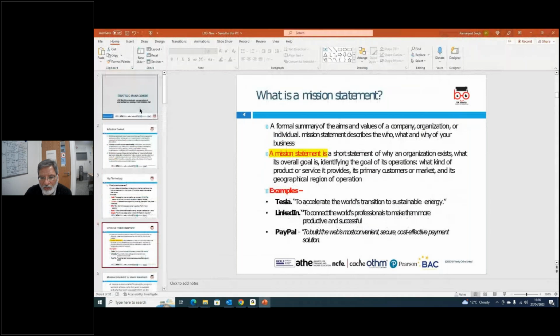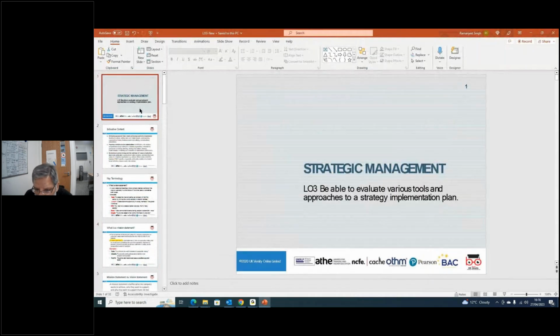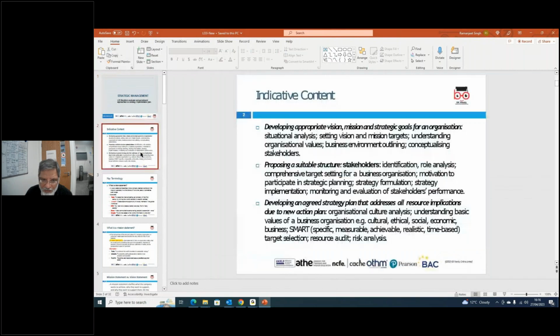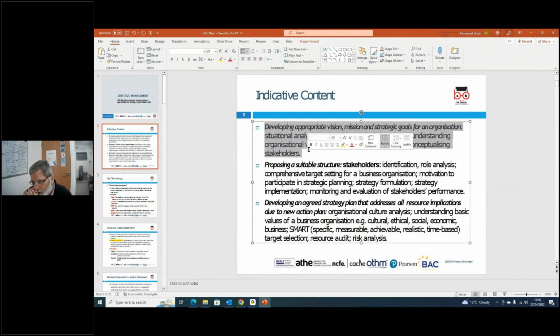So going back to today's lesson, we're going to talk about learning outcome number 3, which is this one. It's about being able to evaluate various tools and approaches to a strategic implementation plan. So we need to evaluate and look at the implementation plan. The indicative content we need to be able to talk about is, for example, vision, mission, and strategic goal.